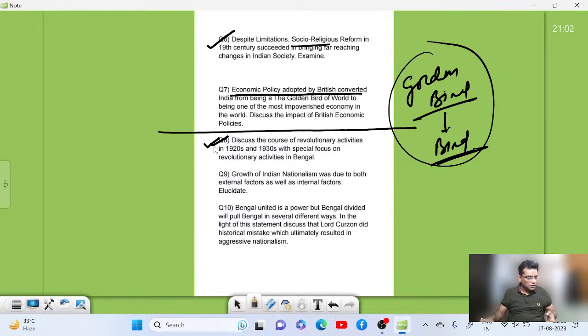which is related to the revolutionary activities. Discuss the course of revolutionary activities in 1920s and 30s, with a special focus on revolutionary activities in Bengal.